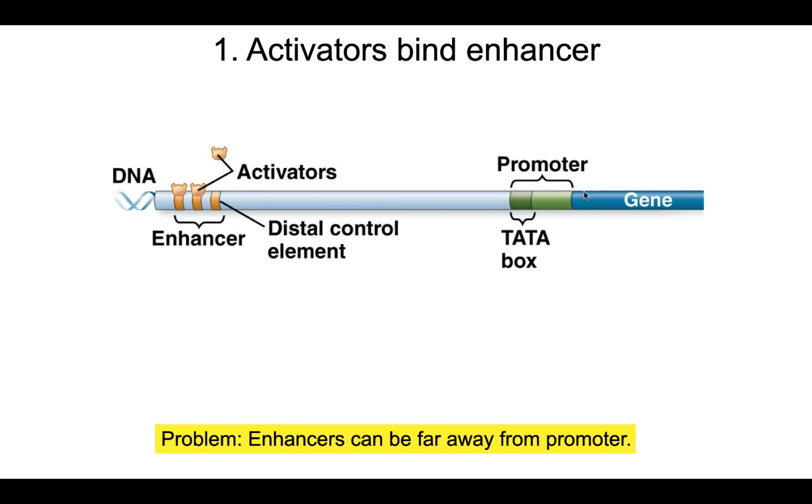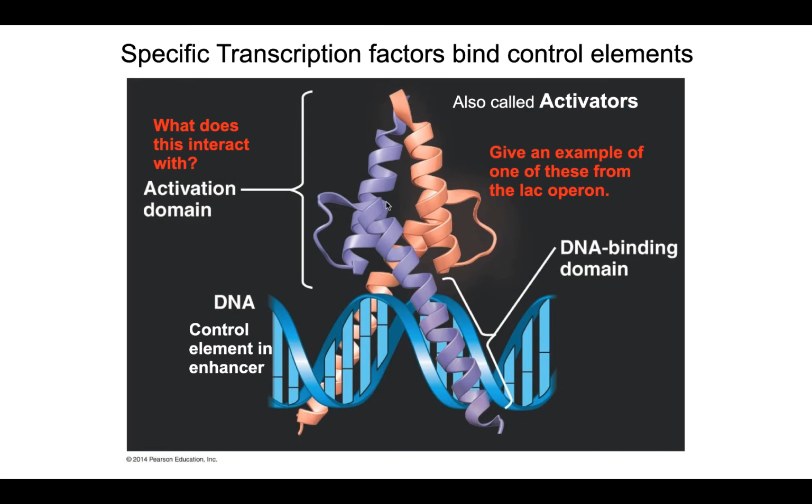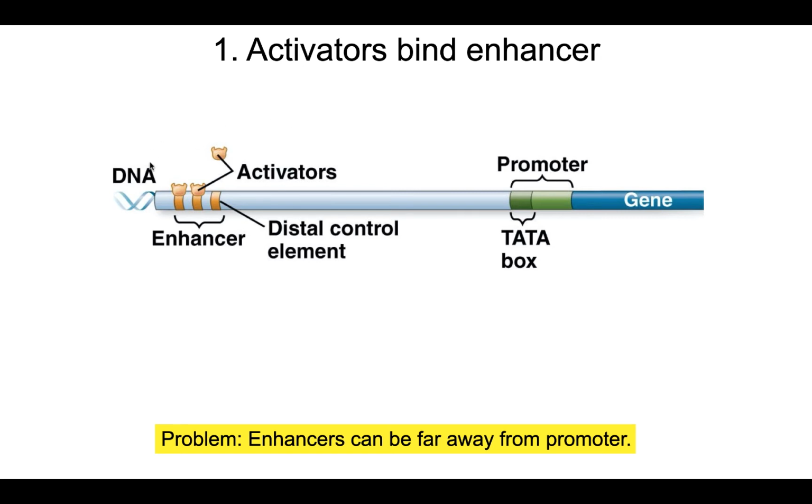Remember, in eukaryotes, the RNA polymerase doesn't directly bind to the promoter. First, you get all of these general transcription factors. Be careful. These activators are specific transcription factors, and the things that bind to the promoter are general transcription factors. Very confusing, so be very careful about that. Now, these specific transcription factors that we just finished talking about, I forgot to mention, are also called activators. And so that's what we see here, these specific transcription factors binding to the various control elements of an enhancer.